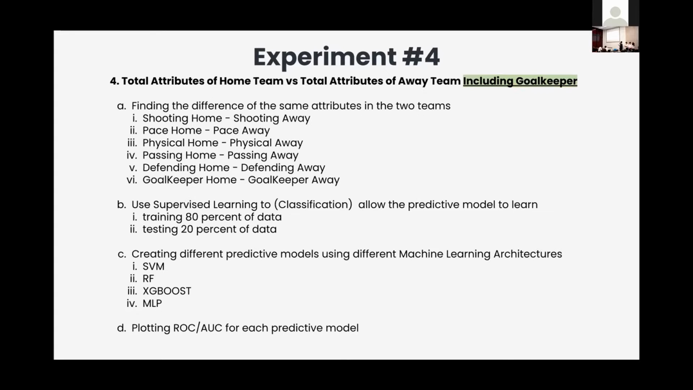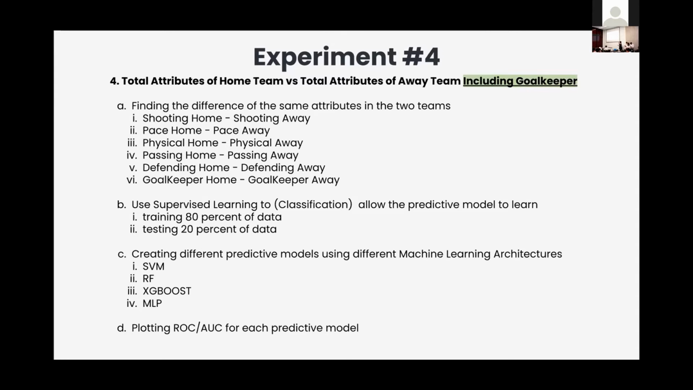Next, experiment 4. So this is our last experiment. Similar to the first experiment we did, we use the score head-to-head for each attribute. So shooting will be deducted by the shooting from the away team, the pace will be the pace. But this time we will also be including the goalkeeper.